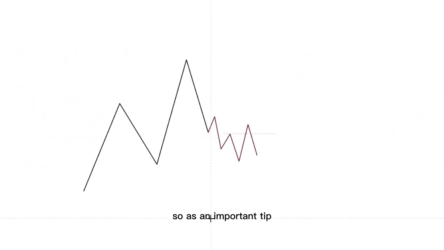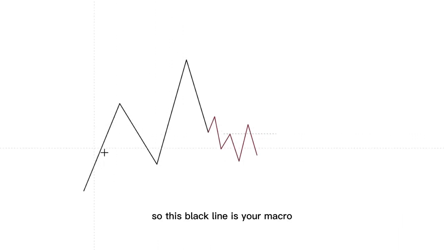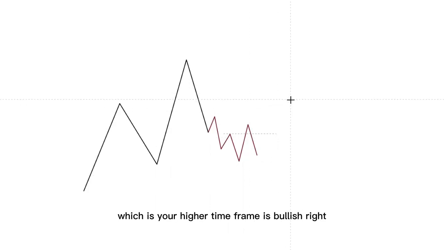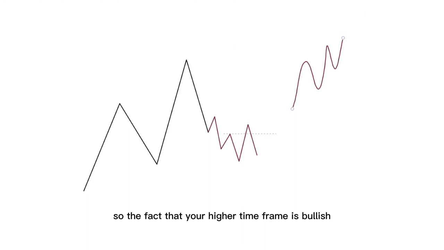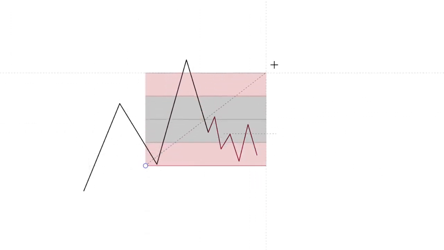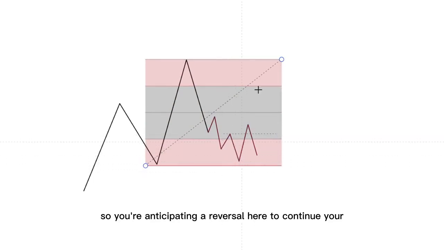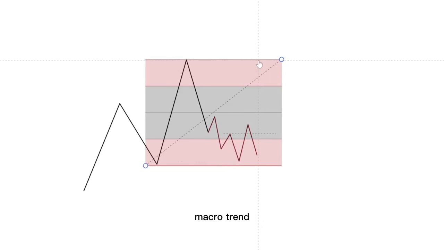As an important tip, when you're looking at your change of character fake order block, you want to look at your macro. So this black line is your macro. And as you can see, your macro, which is your higher time frame, is bullish. Because your higher time frame is bullish, price reached your discount. What is your discount on your macro? When you pull out your fib and you pull out your quarters, you're in your discount. So you're anticipating a reversal here to continue your macro trend.